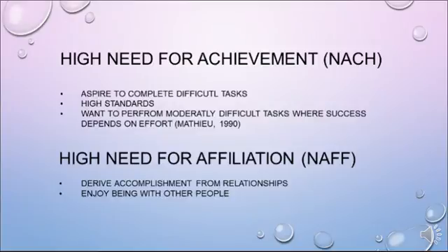There was another study by John Matteo, who put people into 2 categories, the high need for achievement people and the high need for affiliation. The high need for achievement people, he said, aspire to complete difficult tasks, they have high standards, and they want to perform moderate to difficult tasks where success depends on effort. And the high need for affiliation people derive accomplishment from relationships. They enjoy being around other people, and they get their satisfaction from the groups they're in, not from the actual task itself.